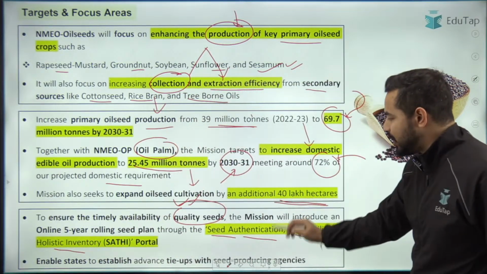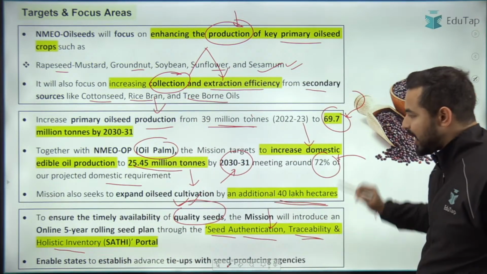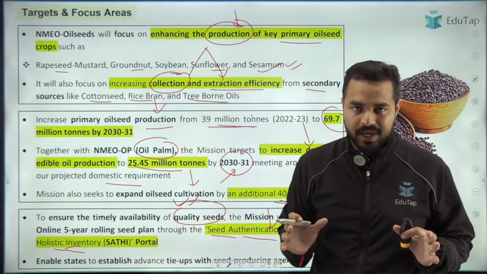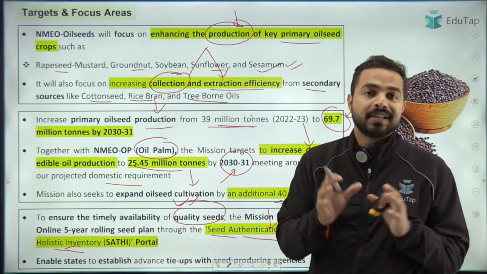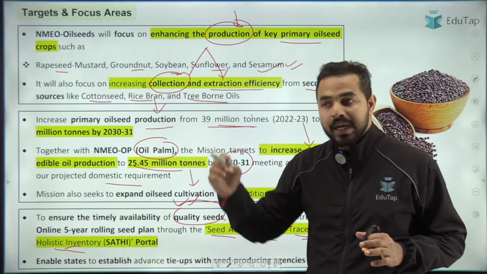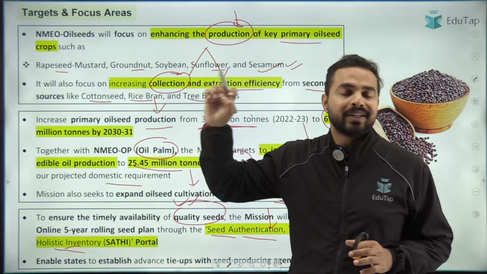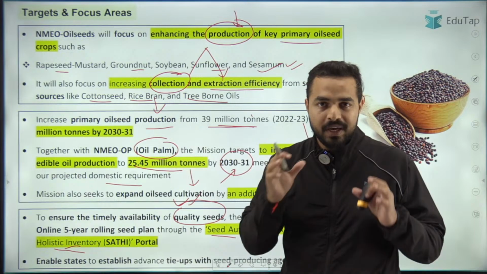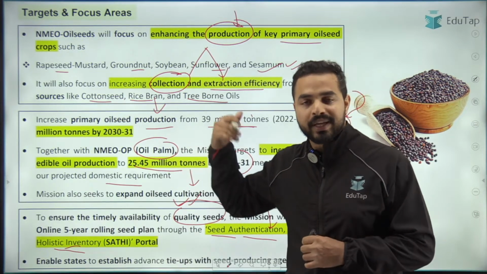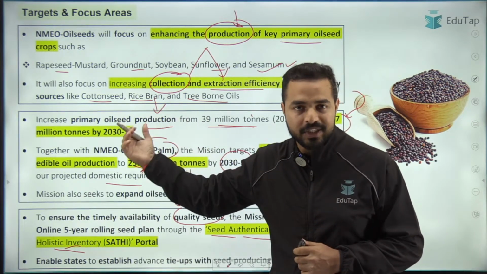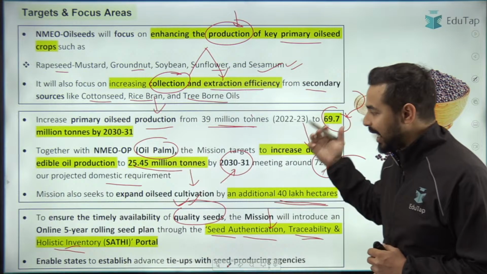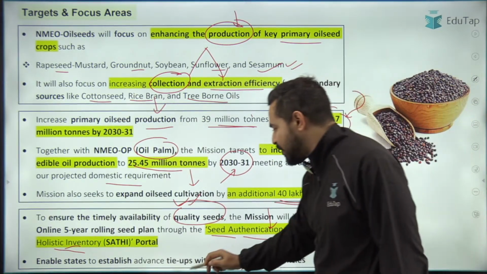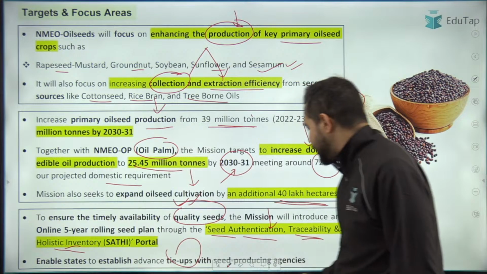So here we have to authenticate the seed, trace it, and at the same time set up its holistic inventory. And that is what will be called the Sathi portal, which will support the mission in achieving its objectives and targets. So what is the name of that portal which will be supporting the achievement of the targets of this mission? That is basically Sathi portal, and it will enable states to establish advanced tie-ups with the seed production agencies.